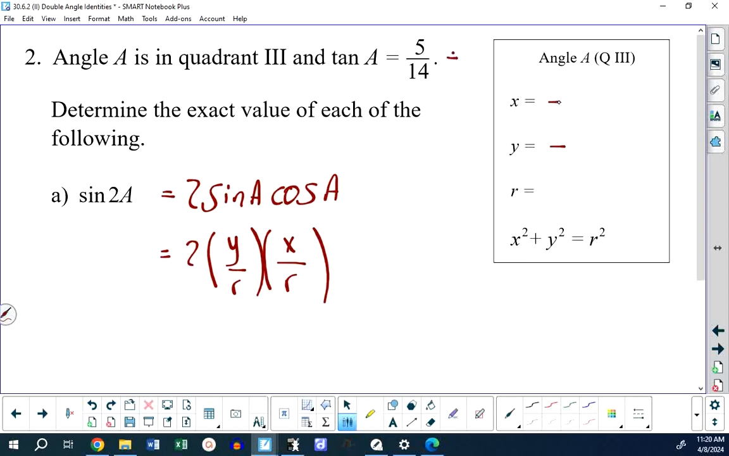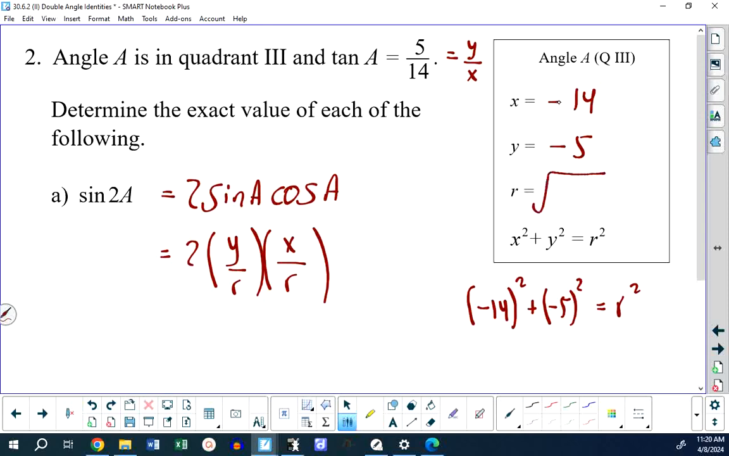Tangent is y over x, which means that y must be negative 5 and x must be negative 14. Does that make sense? They're both negative because it's in quadrant 3. And that becomes a simple matter of finding r. It's the Pythagorean theorem. Negative 14 squared plus negative 5 squared equals r squared. I believe r is root 221. Is that right? Okay. So we're just about done.